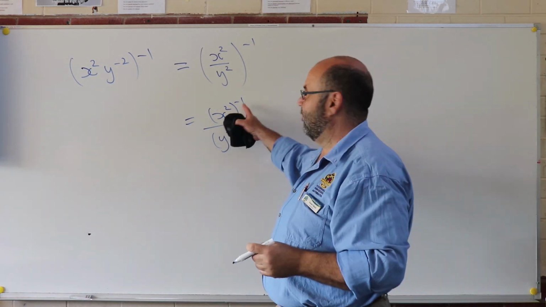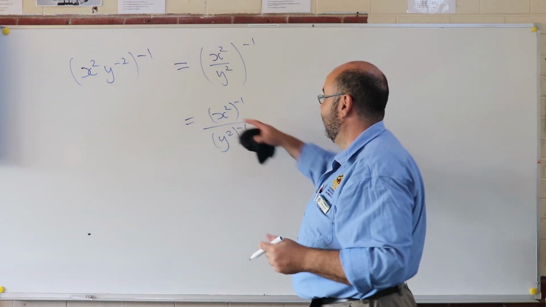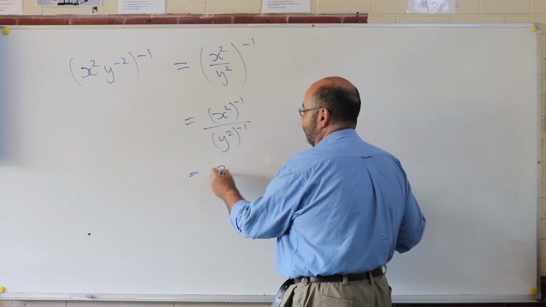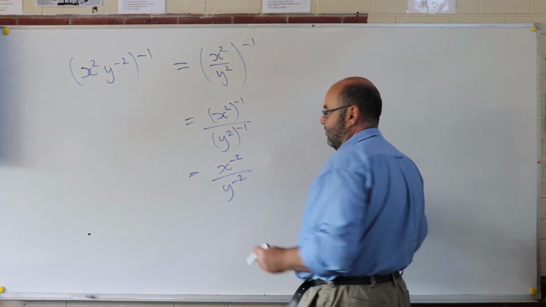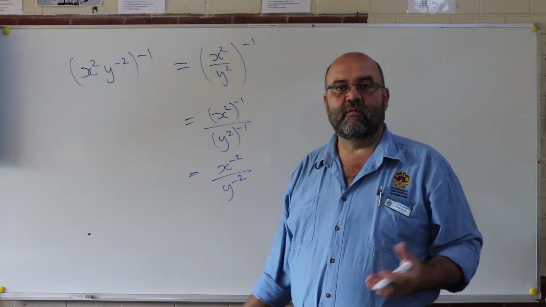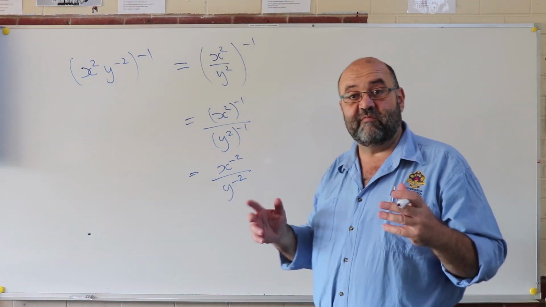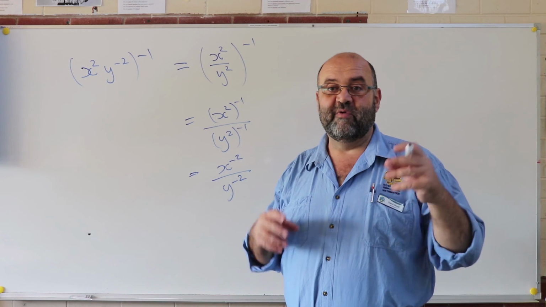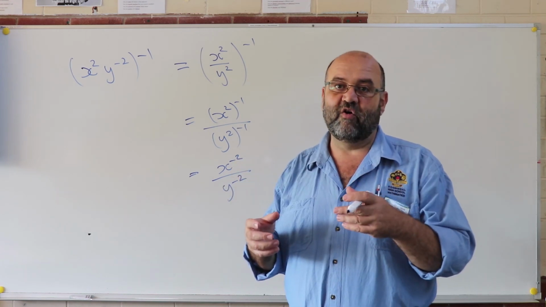Well, now I've got a power outside of a power. What happens then? Well, I multiply those powers together. So that's x to the power of negative 2 over y to the power of negative 2. Well, hang on, now I've got a problem because now I've got negative powers. Negative powers tell me that the term is on the wrong side of the fraction line. So let's take those terms home, okay?